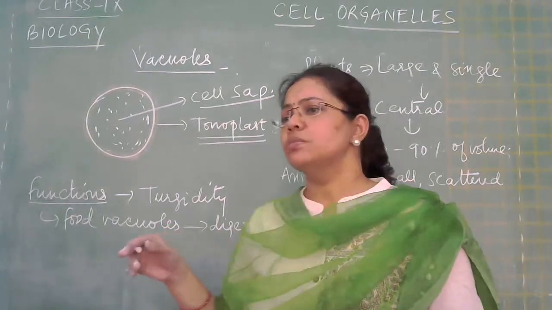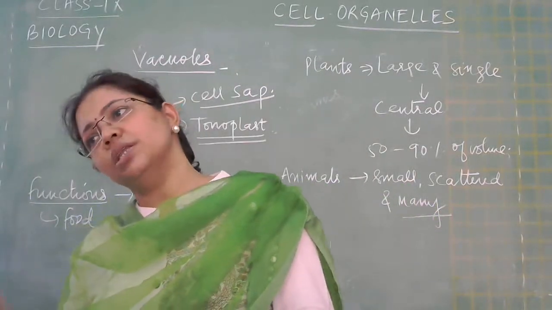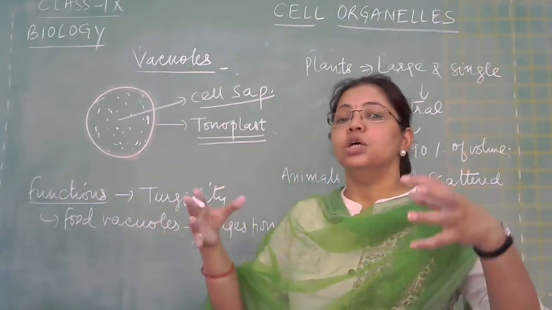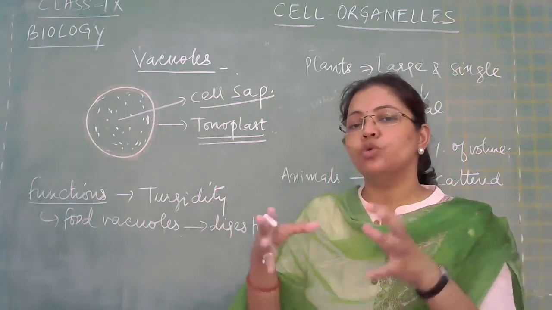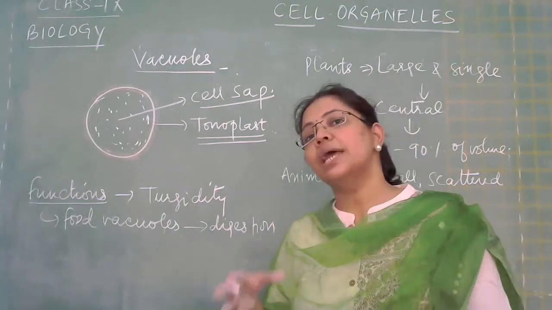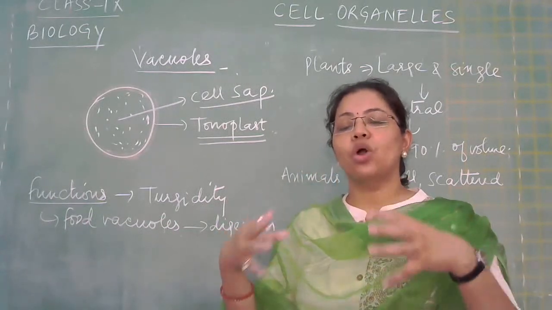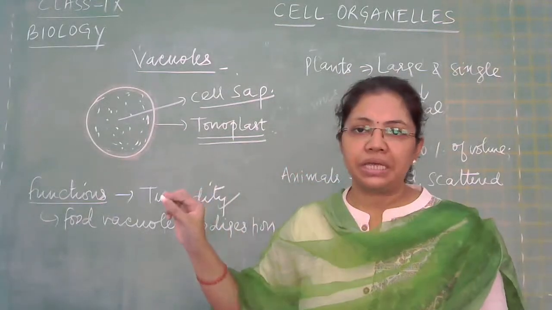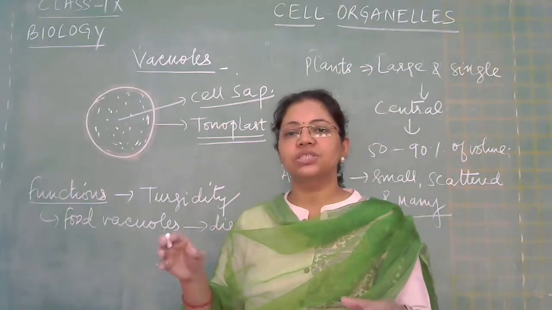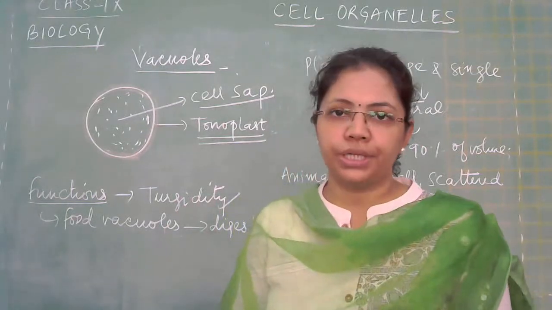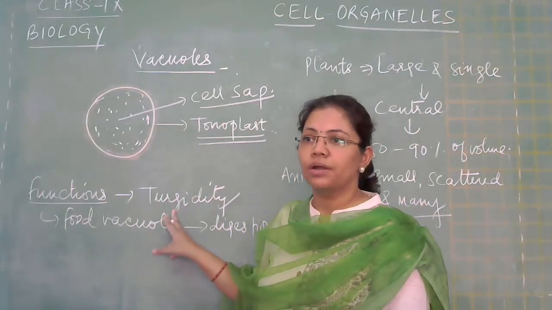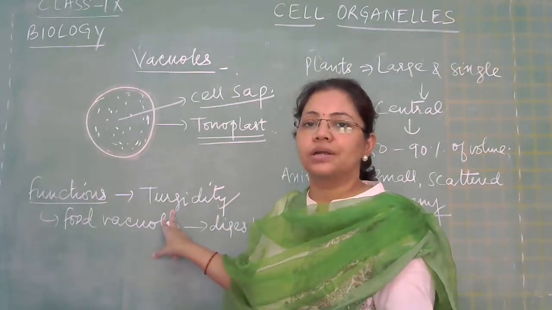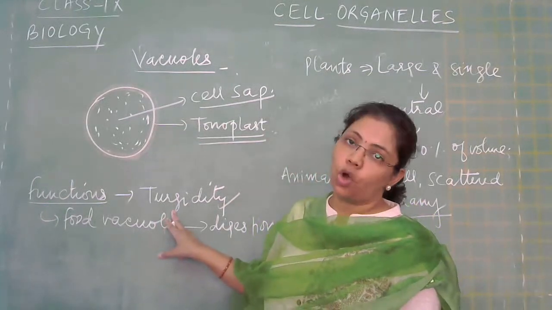Osmoregulation is also correct. Osmoregulation is a function of the contractile vacuole, especially in organisms which are aquatic and live in freshwater bodies. They maintain the balance of water in the organism's body. But turgidity, as I explained, means the particular cell shape of plant cells, and the vacuole does not let the cells become flaccid. Osmoregulation means maintaining the level of water concentration inside the cell of the organism.